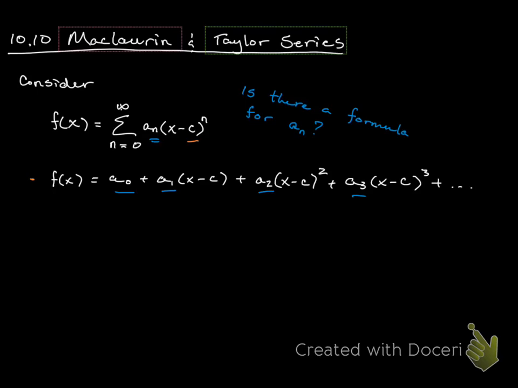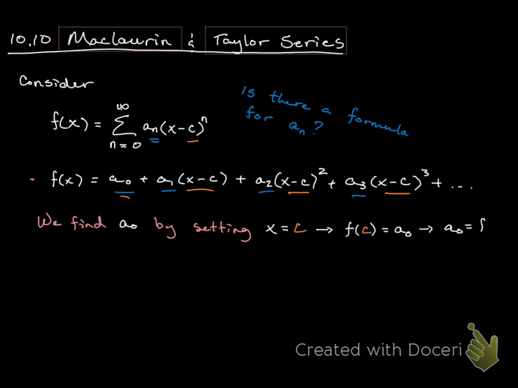What we notice is that if we evaluate that function f of x at the center, if I take f of x and plug in c by setting x equal to c, all of those x minus c's are going to disappear. So everything there in orange in the second line is going to go away, and I'm going to be left with just a sub 0. So I get f of c is equal to a sub 0, and if I just rearrange that, I've got that first a value.